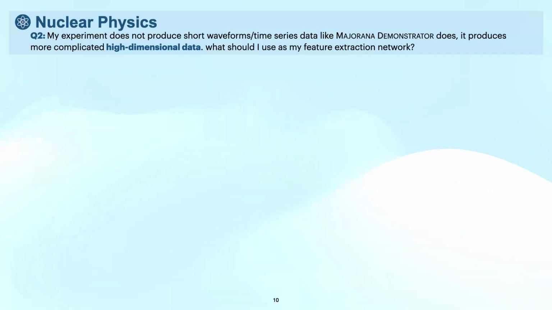So the second question is, my experiment does not produce this kind of data. Marana has this 1000 dimensional short time series data, but my experiment doesn't produce this kind of short time series data. Like Marana does, it actually produces a more complicated high dimensional data from my detector. So what should I use as my feature extractor in terms of that kind of data?